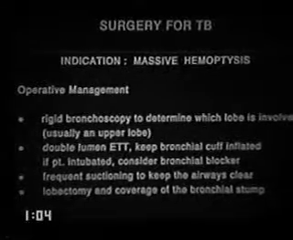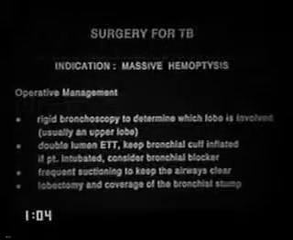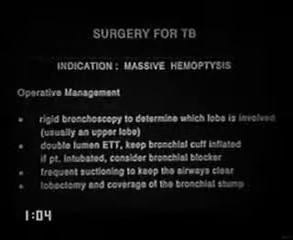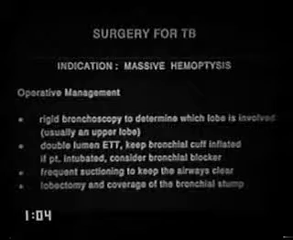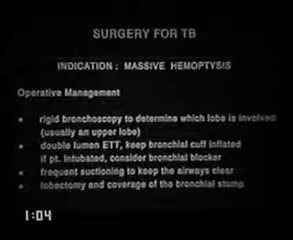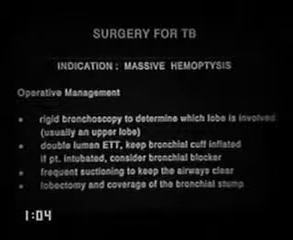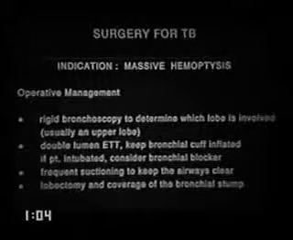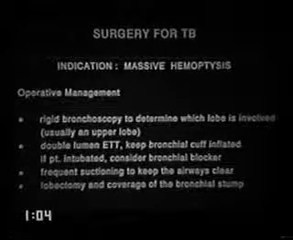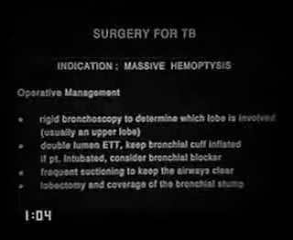Now, rigid bronchoscopy, as I mentioned, can be used to determine the site of bleeding. It's usually an upper lobe, and flexible bronchoscopy can also be used for this purpose. If the patient's already intubated, you may want to at least attempt this procedure using a flexible bronchoscope, so you don't have to remove the endotracheal tube. For surgical management, a double lumen tube is preferable, or a single lumen tube with a bronchial blocker down the main bronchus of the lung that's bleeding. That's not as good as the double lumen, but it's another option.